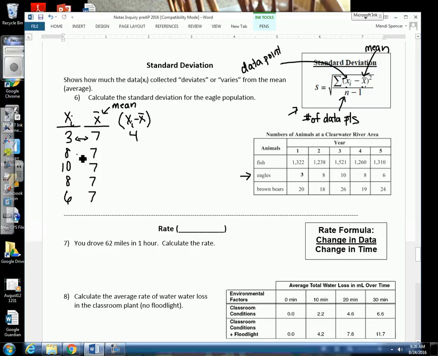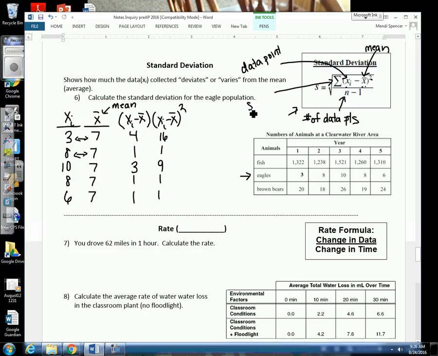The difference between these two numbers is 1. Subtract 7 from 10 is 3. And we have 1, and we have 1. Now, according to the equation, we now have to square that number. So I'm going to write this again, because we're going to take this value that we just calculated, and we're going to square it. So 4 squared, 16. 1 squared, 1. 3 squared, 9. 1, and 1.